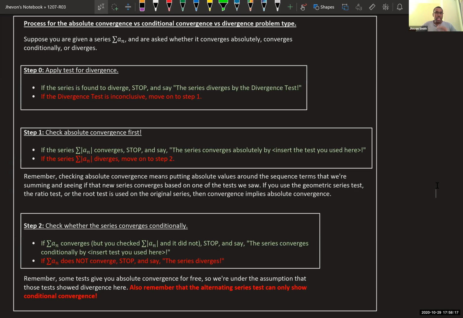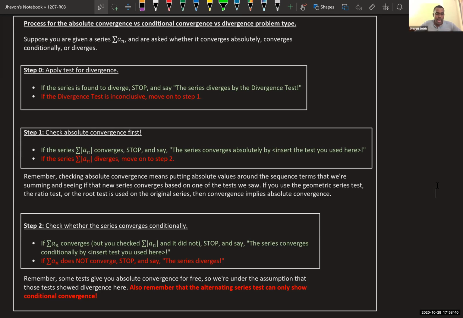Okay. So let's assume that the test for divergence is inconclusive, meaning that the limit was 0. So we don't know for sure whether or not it diverges. So that's when you move on to step 1, right? So as you can see there in the table in green, I said, okay, if it's found to diverge, you stop. If it's inconclusive, move to step 1. So now we're in step 1.